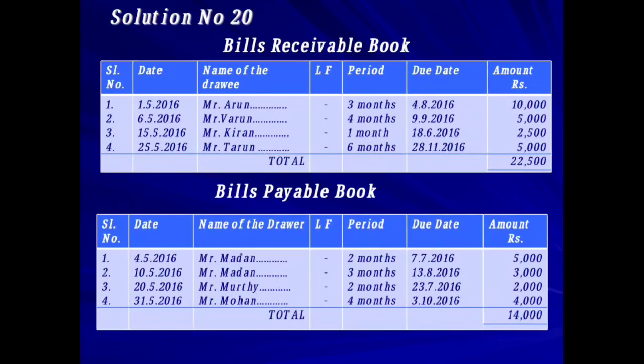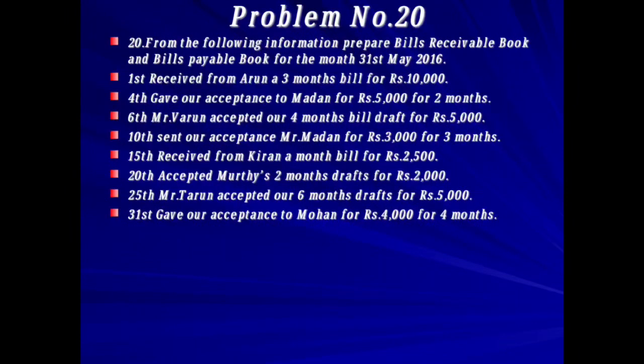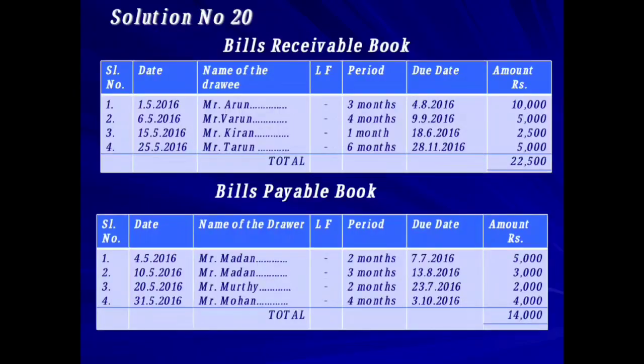2,000 to him. Then next you have 25th, Mr. Tharun accepted our 6 months draft for rupees 5,000. So bills receivable, on 25/5/2016, Mr. Tharun. 6 months time we have given to him. So if you add 6 months to 5 you will get the 11th month, and 25 plus 3 grace days is 28. 28/11/2016. So you'll get 5,000.